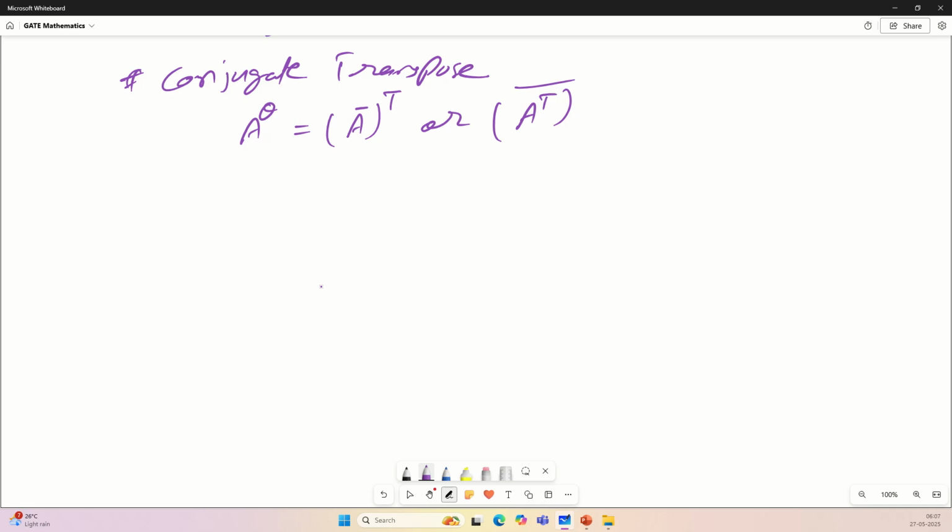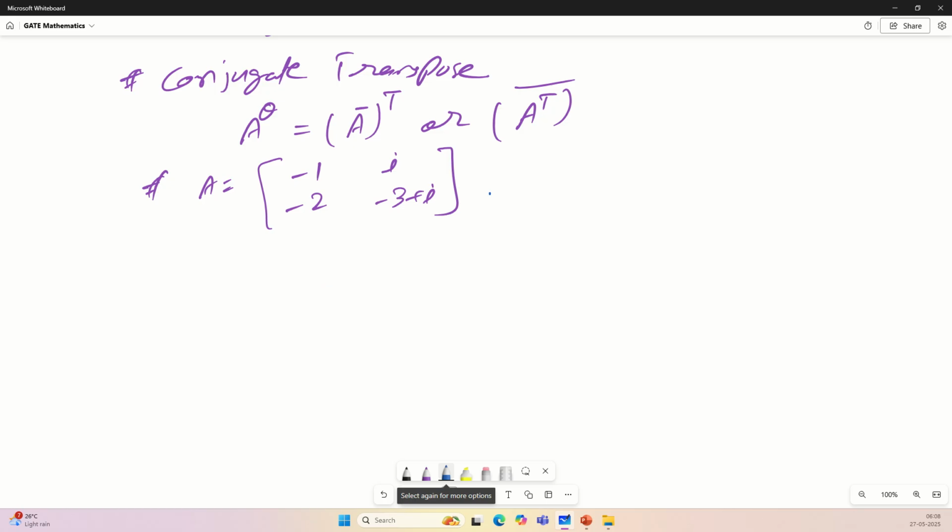So let us say for the above example, A was like -1, I, -2, -3 plus I. Let us say some other example we are going to take. Now we want to find out what is my A theta. So to get A theta, first of all you have to find A conjugate, and then we have to find the transpose of A conjugate. Understood? So this is the rule that we have to follow.